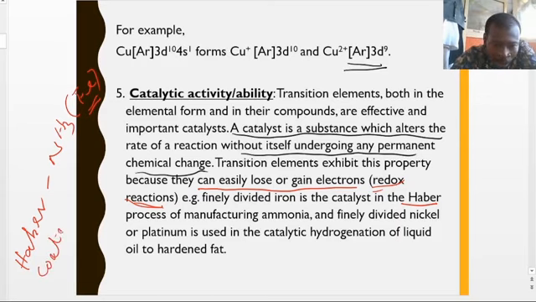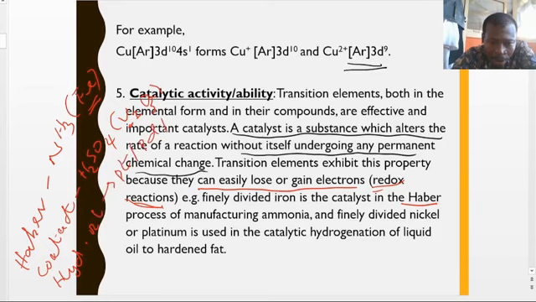Another one is the contact process. The contact process is the manufacturing, the industrial preparation, of H2SO4, that's sulfuric acid. The catalyst often used here is vanadium(V) oxide, V2O5. You can see the vanadium here is a transition metal. And in several other reactions, like hydrogenation of oil, that is the production of butter and margarine, what do you use? You use platinum, palladium, or nickel. Platinum, palladium, and nickel are all transition metals.